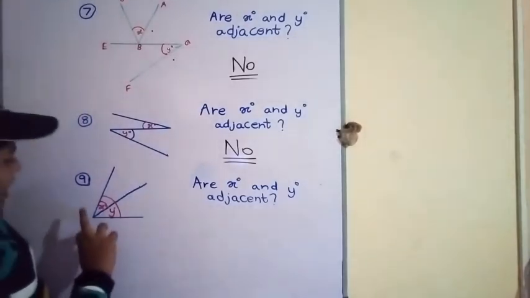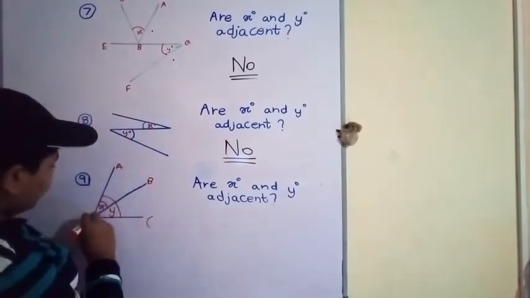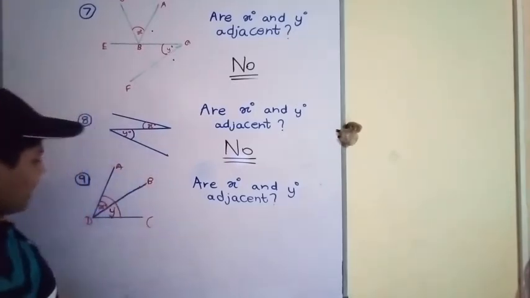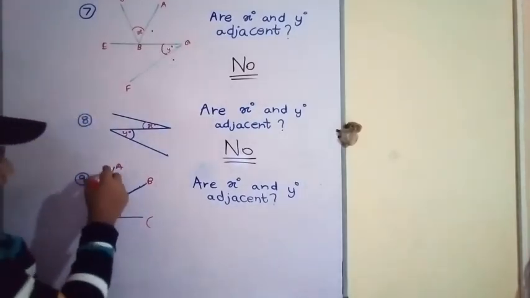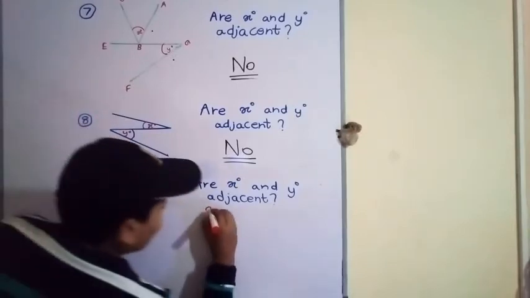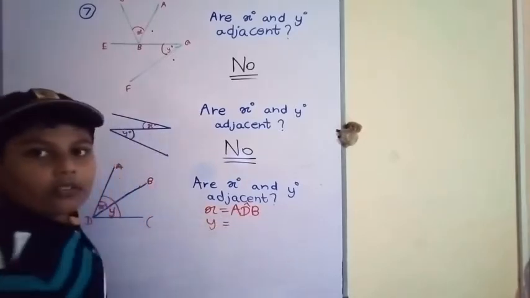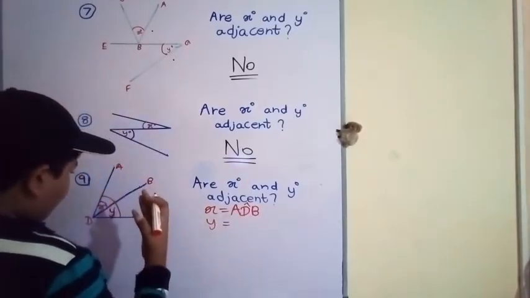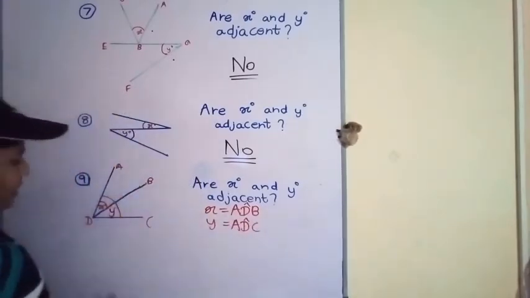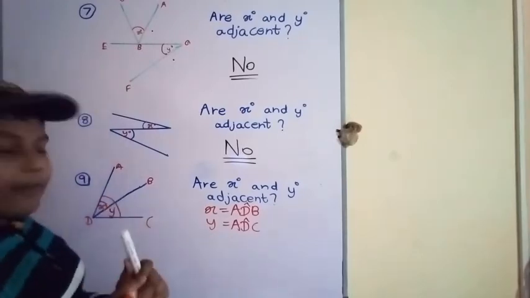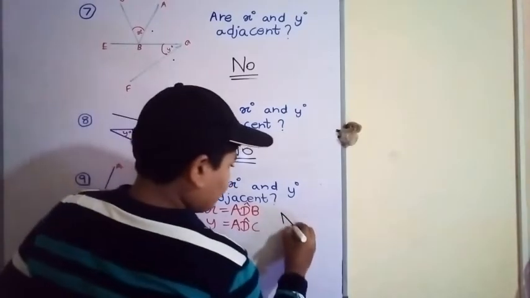In the ninth one, I name this as A, B, C, D. Now D is the common vertex, BD is the common arm. Now the X is ADB, right? X is ADB. Now Y means ADC, not the BDC. They are taken as ADC because that is the full one located on the one line. So I give the answer now.